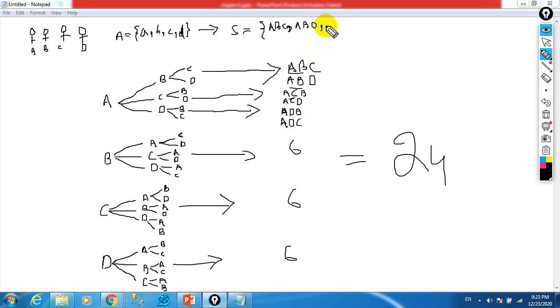So it will move up to 24 items. The last item will be D, C, B. So now this is the permutation. Do you have any question?